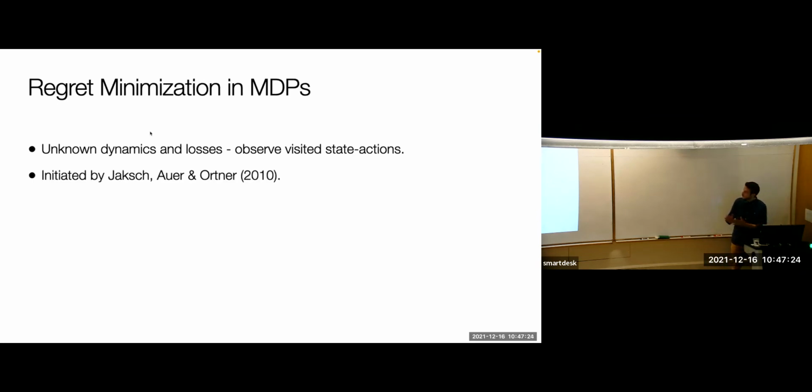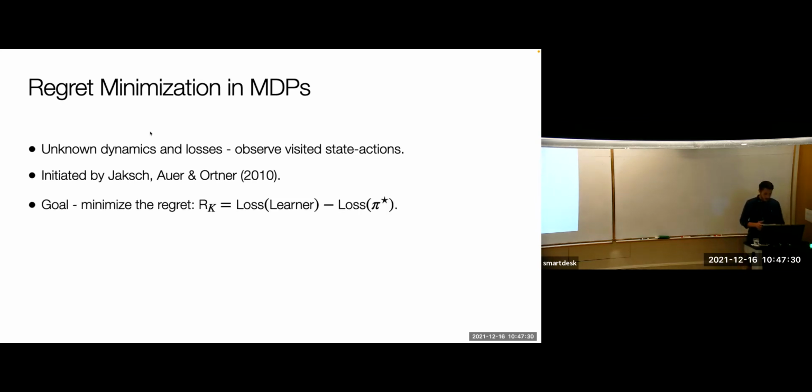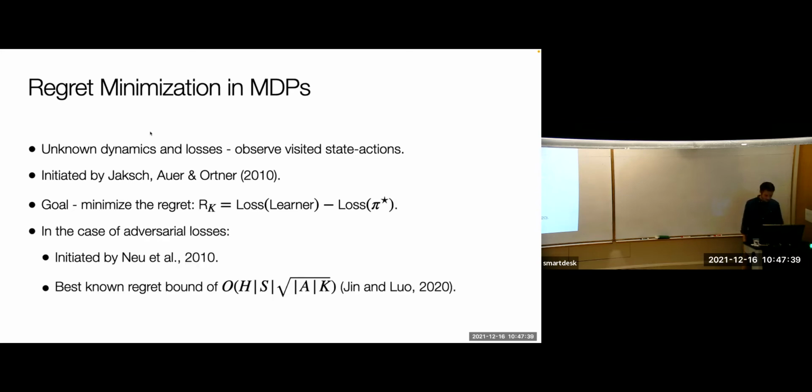This problem was initiated in this paper by Jaksch, Ortner and Auer. As I said, our goal is to minimize the regret, the total loss of the learner minus the total loss of the optimal policy. And the case of adversarial losses was first considered by this paper by Even-Dar and others. And the best known upper bound for the tabular case, meaning a finite number of states and actions, is this bound, which is, by the way, probably not optimal.